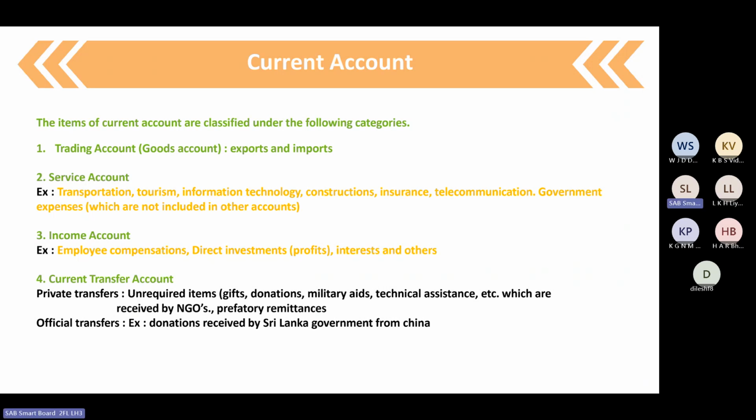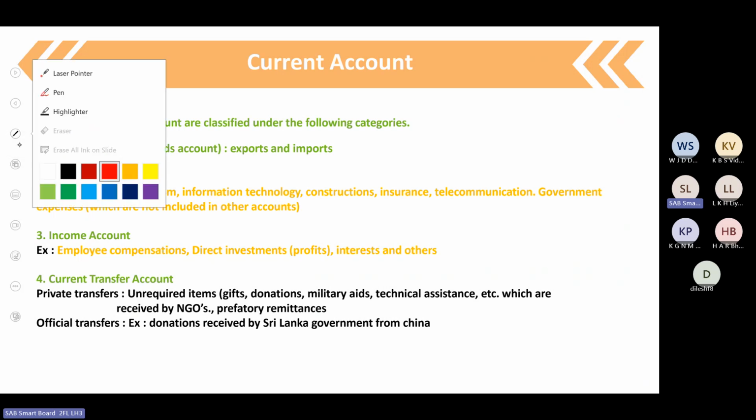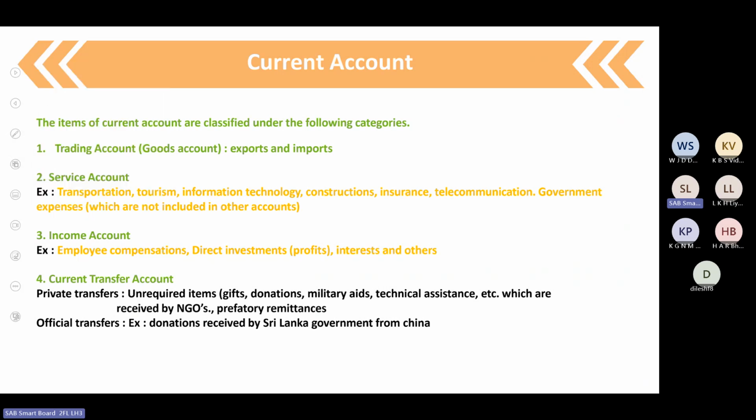The trading account provides imports and exports, mainly goods. What is the difference between the trading account and the service account? In the trading account, we record only goods exports and imports. Here it is services: transportation, tourism, information technology, likewise.